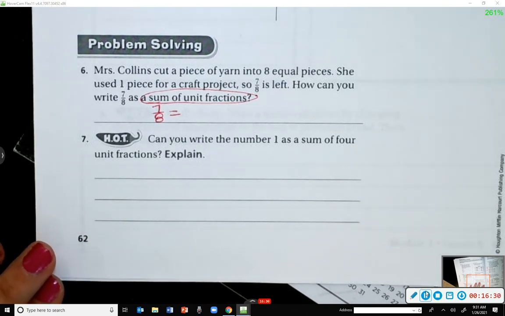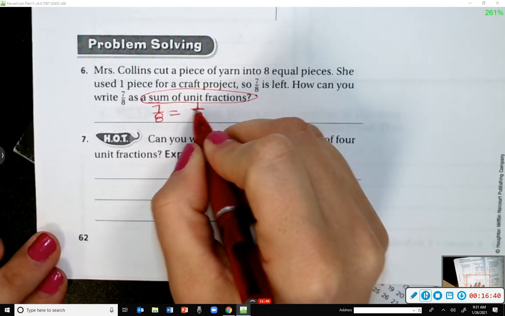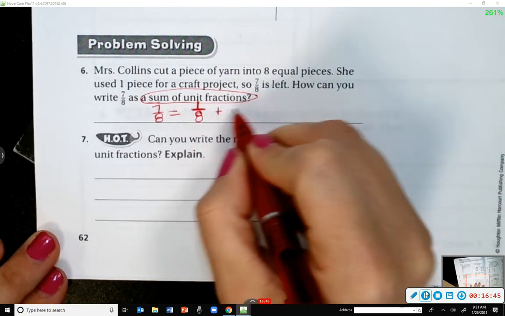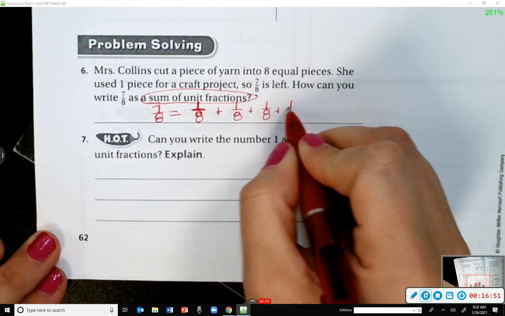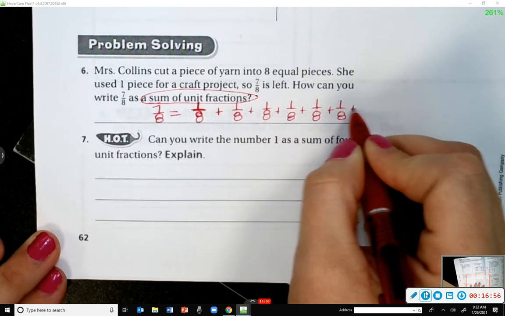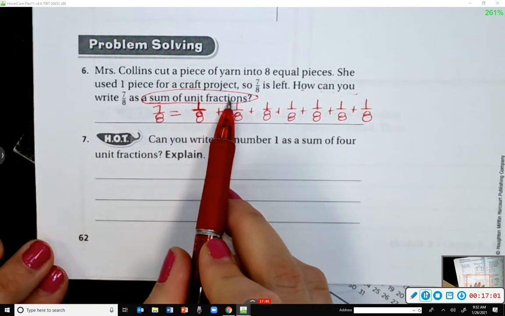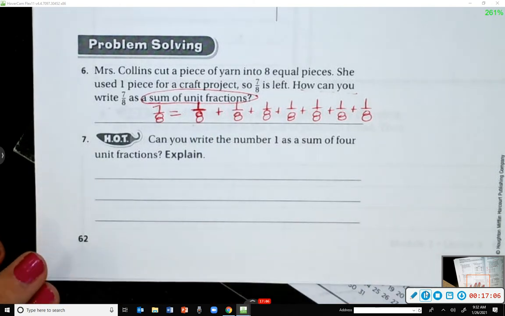So what is a unit fraction, guys? Anybody? Just out loud, what is it? The top number. Okay, so we need to break this down into top numbers having 1, or the numerator having 1, right? How many of them do I need to write? 7. So there's 1, 2, 3, 4, 5, 6, 7. How can you write 7/8 as a sum of unit fractions? Well, this is how you would do it. You would put 7 of those 1/8.